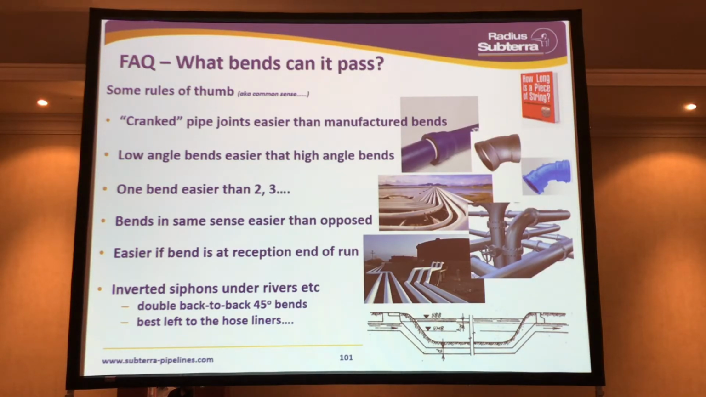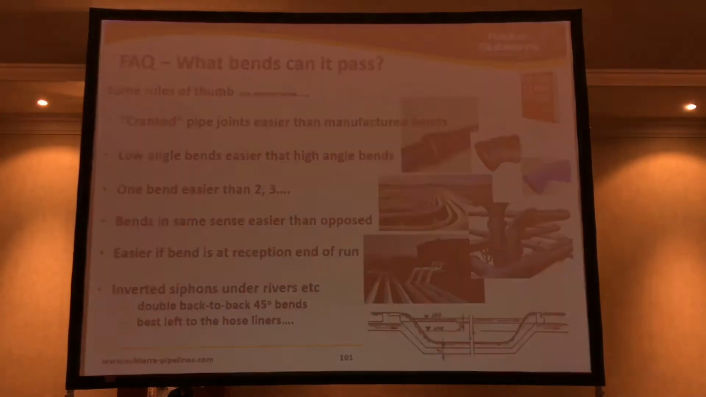And it's much, much, much easier if you can locate the bend you want to get round at the end of the pull, so that that bit of friction is limited over a very short length. And the inverted siphons under river, that's probably best left to our friends with the hose liners.